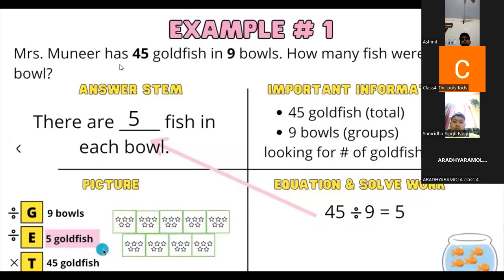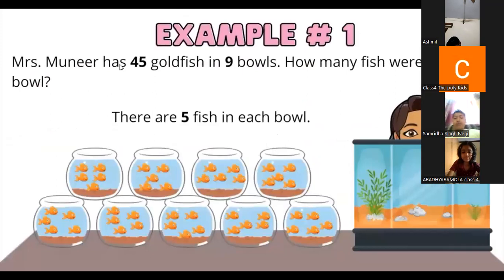Let's go ahead and fill in our each. You could go ahead and draw 5 objects in each square. I went ahead and drew stars. Our answer is there are 5 fish in each bowl.